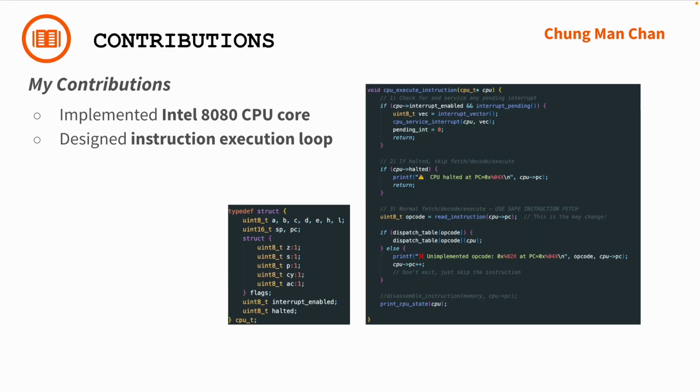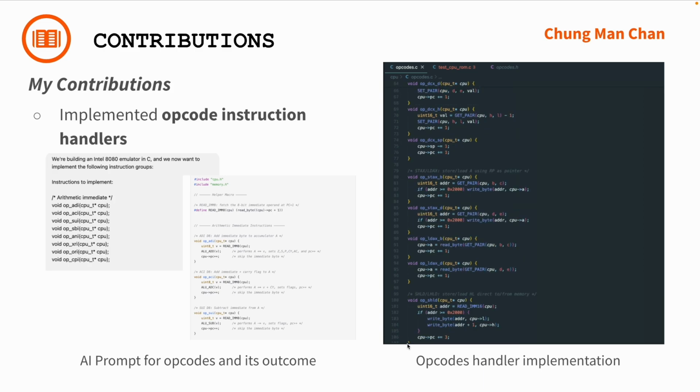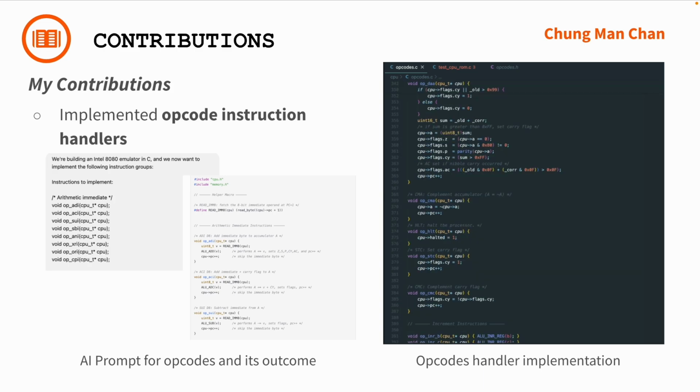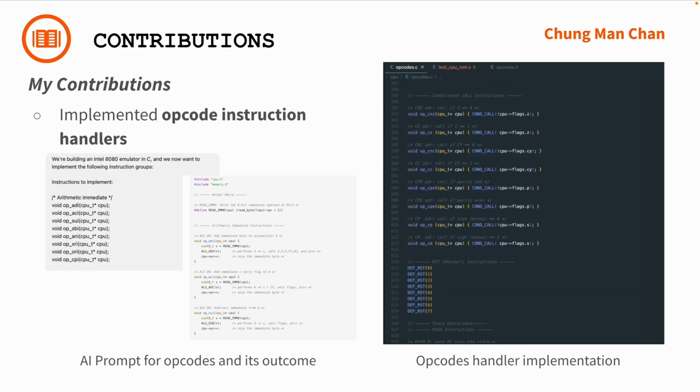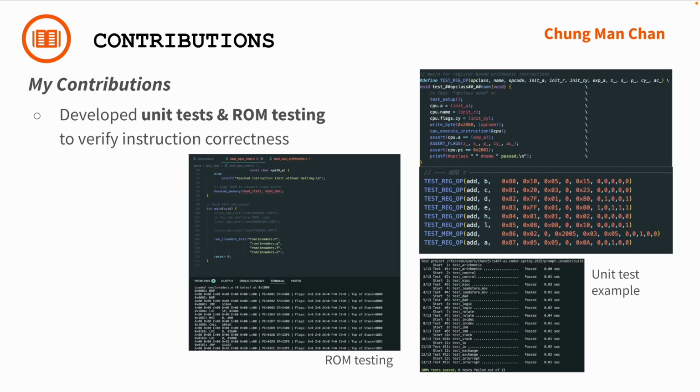Hi everyone, I'm Chongman Chen. I was mainly responsible for implementing the Intel 8080 CPU core, including the instruction execution loop. I also wrote the opcode handlers and worked to ensure that the emulator matches the correct CPU behavior and timing. I also developed unit tests and RAM testing for the CPU to verify the correctness of each instruction and fix bugs early.